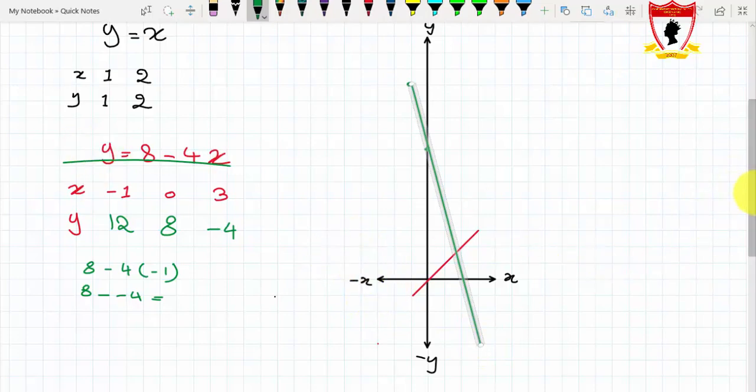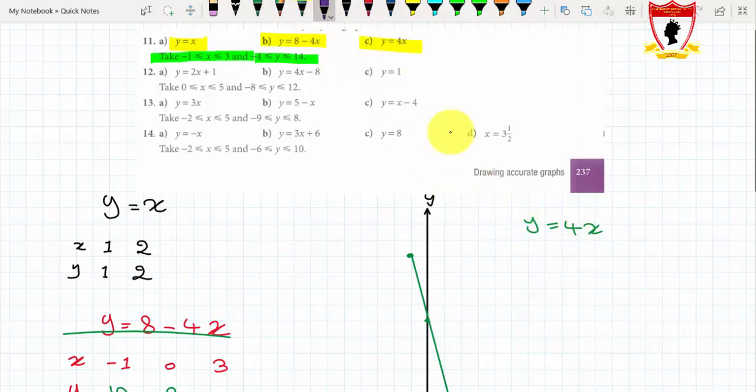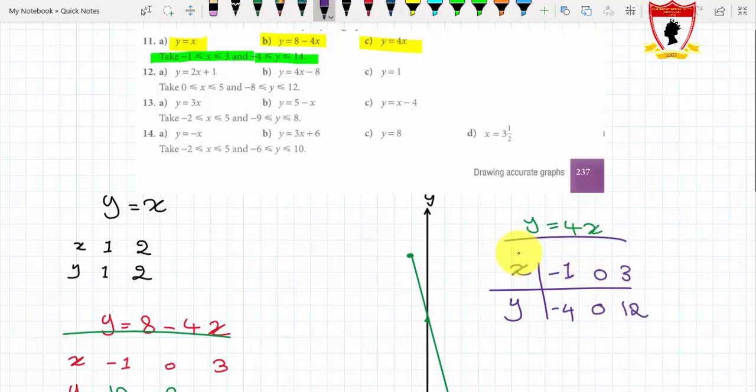And the third equation, y equals 4x. Again, we're going to put some values for x and find the values of y. Between negative 1 and 3, if we put negative 1 in place of x, y will be 4 times negative 1, negative 4. If we put 0 in place of x, y will be 4 times 0, which is 0. And if we put 3 in place of x, y will be 4 times 3, which is 12. Now we got 3 points, let's plot them.